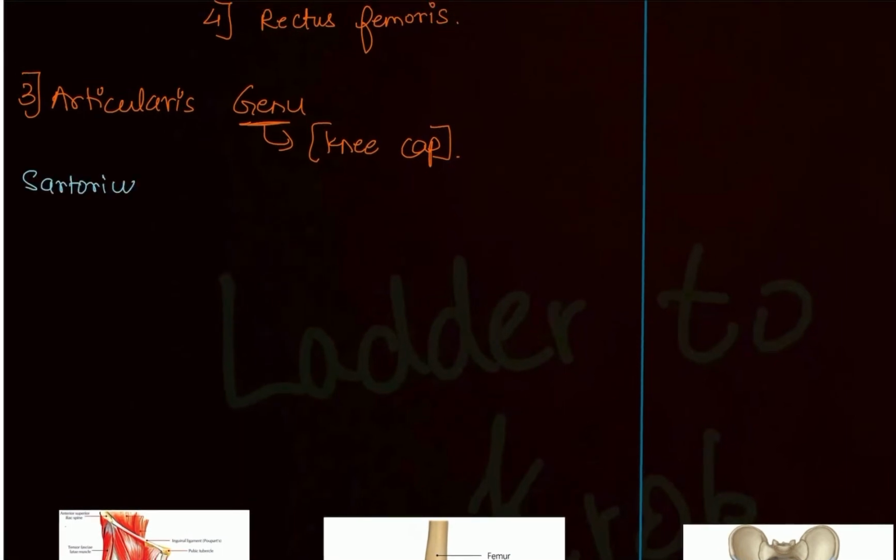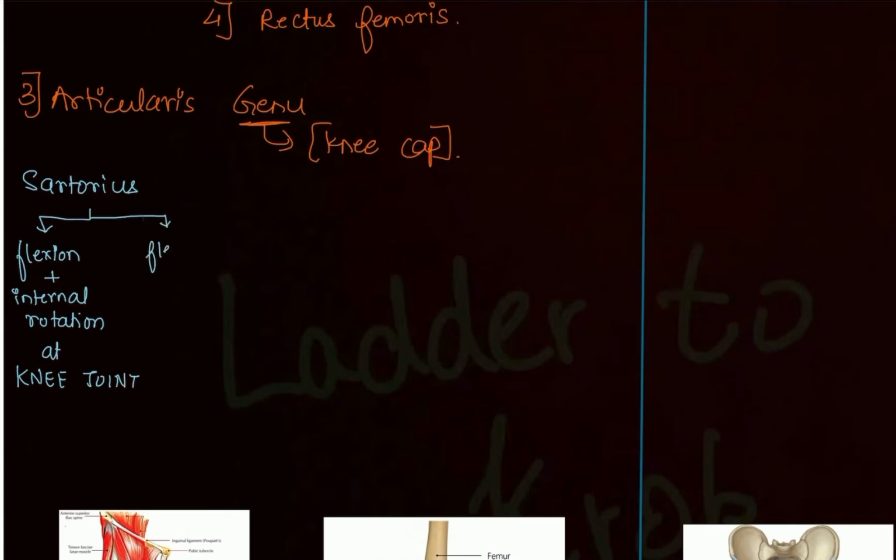Sartorius muscle has two functions. It carries out flexion plus internal rotation at knee joint. At which joint? At knee joint. And at hip joint, it will carry out flexion and abduction. Flexion plus abduction at which joint? At hip joint. So this is important. Remember this function about the sartorius.